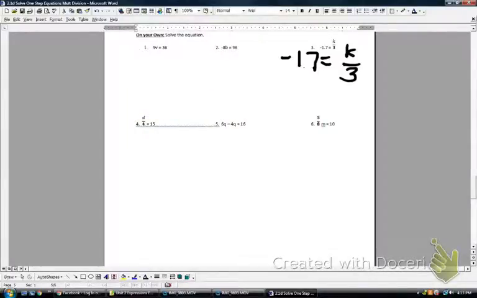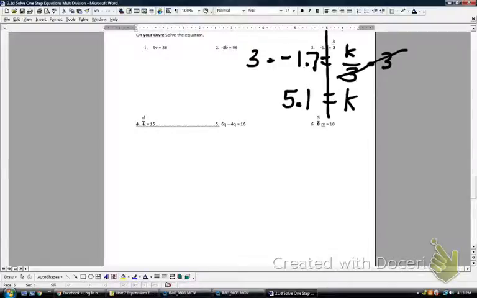Number 3, I have negative 1.7 equals k divided by 3. I'm going to separate my brothers and my sisters. I look at the side that has the variable, so k divided by 3. To undo division, I multiply. So I'm going to multiply both sides by 3. Those go to 1, or 1k. 3 times negative 1.7, 3 times 1.7 is 5.1. Positive times a negative is a negative.